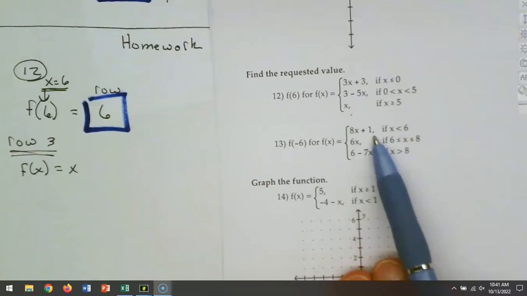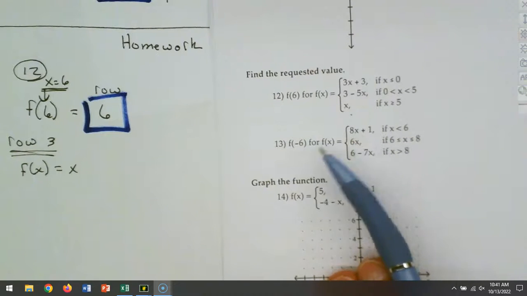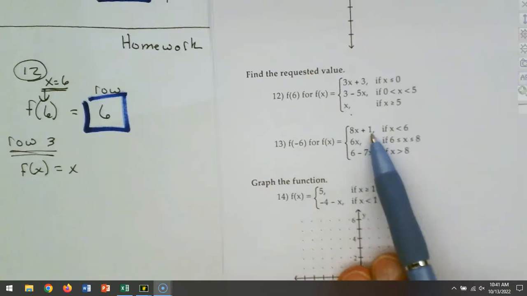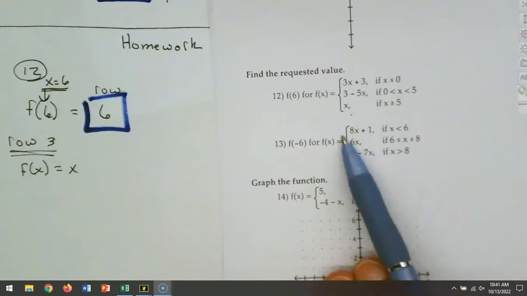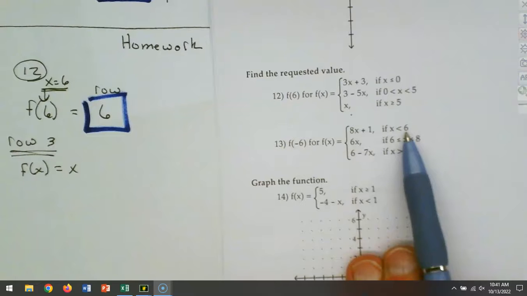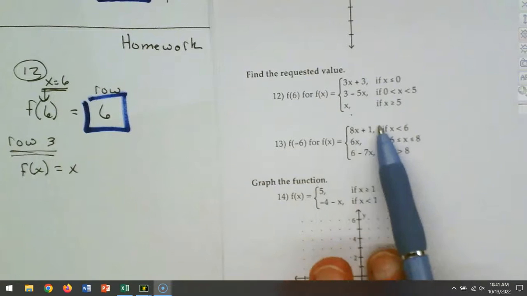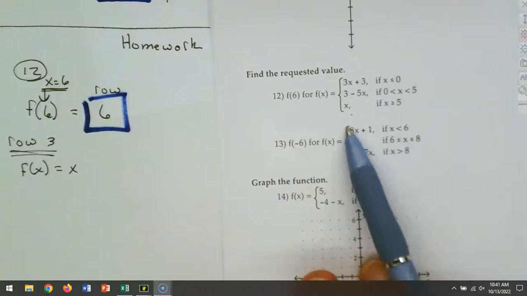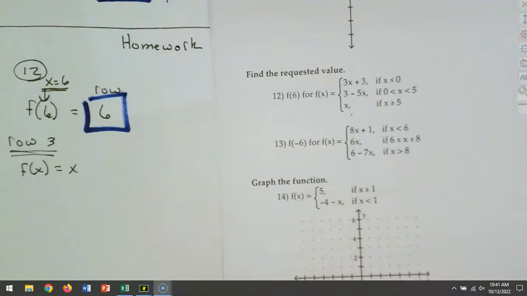Now, when I plug it in, what would I plug in? It's going to be 8 times a negative 6, because that's my number, plus what? Plus 1. So it goes into this one. Not all of them. It just goes into the first row because it is for values of x that are what? That are less than 6. And negative 6 is clearly less than 6. So all you would do is plug your negative 6 in here. Right? And if I plugged it in there, that would be a minus 48 plus 1, which would then be a minus 47.